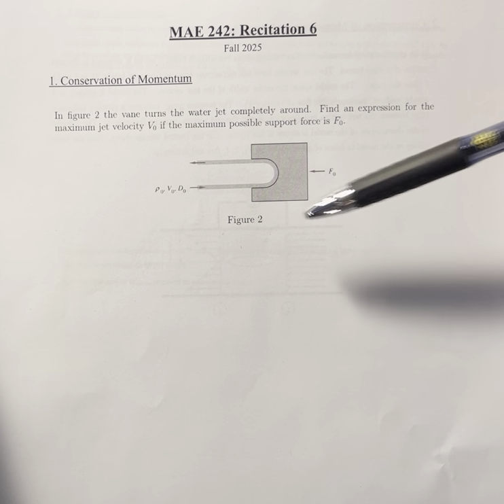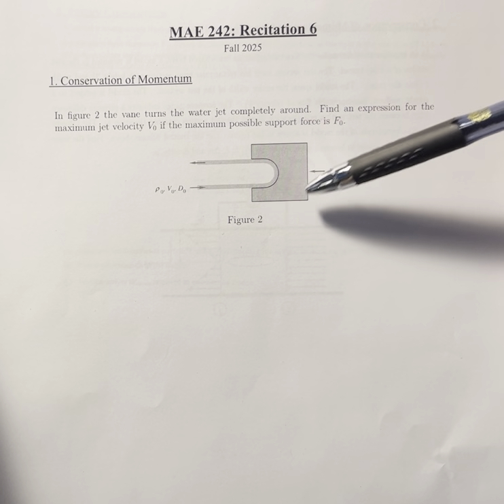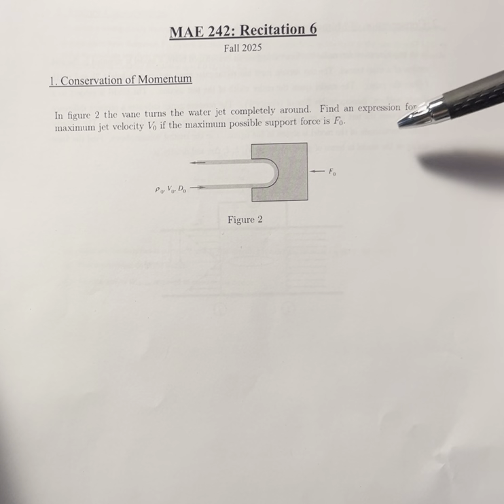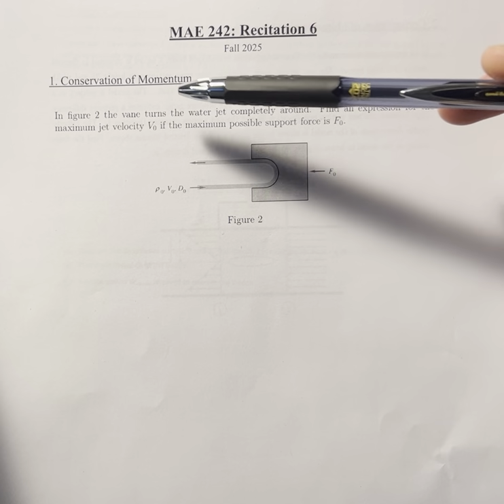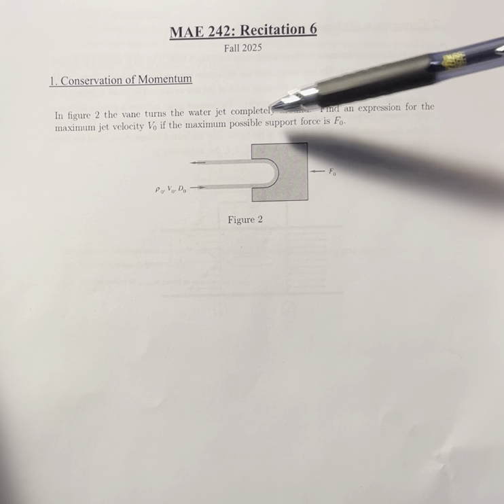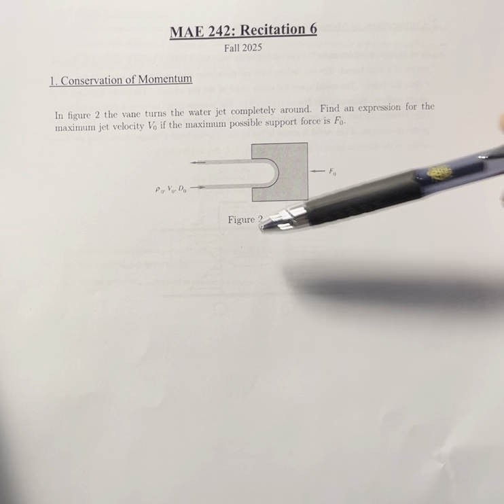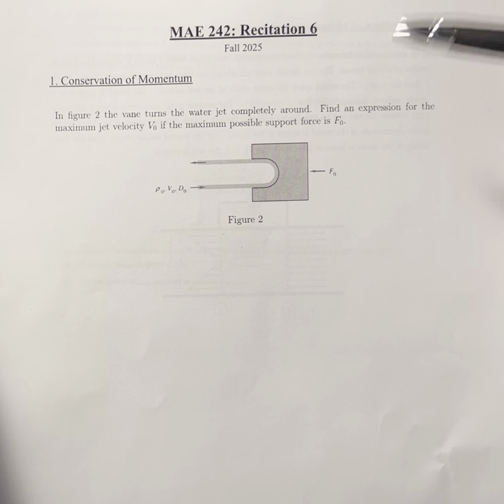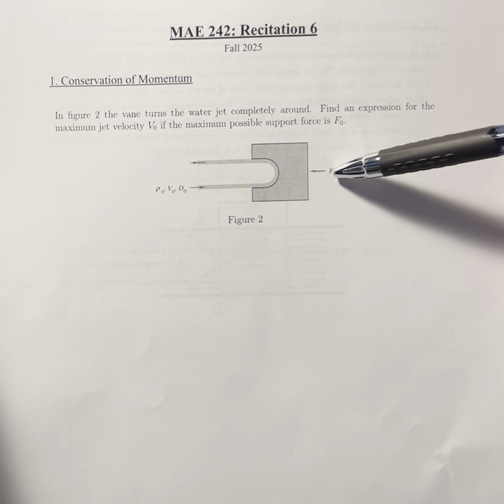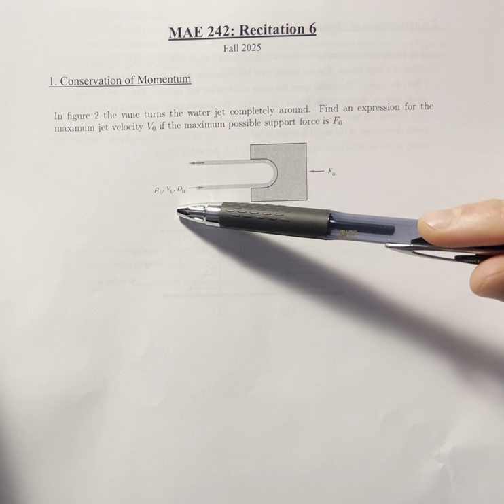conceptual one. So in this figure, we've got a vane that's turning this water jet completely around, and we want to find an expression for the maximum jet velocity, V naught, if the maximum possible support force is F naught. And so this one, we're not even going to have to use any conservation of mass. Usually mass and momentum are coupled. Usually need to do mass first to find whatever you need for momentum. But we're given an F naught, and we just want to solve for this V naught.